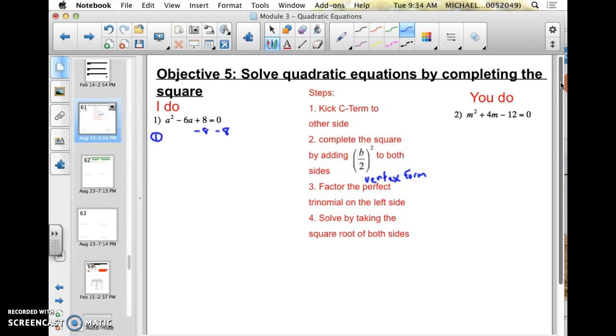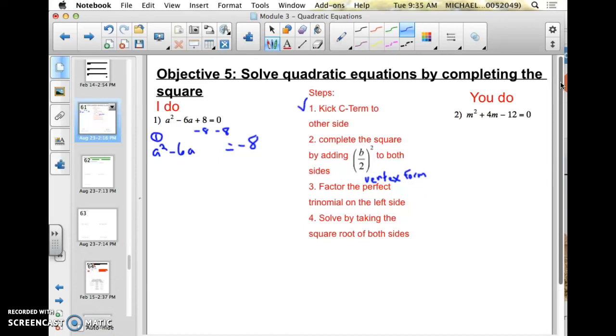Now, in that case, I have a squared minus 6a. I'm going to leave a little space between my b term and the equal sign to complete step 2 next, so I'm going to put equals negative 8. Instead of a positive, it can be negative 8 on the other side. Now, that's step 1. Done with step 1.